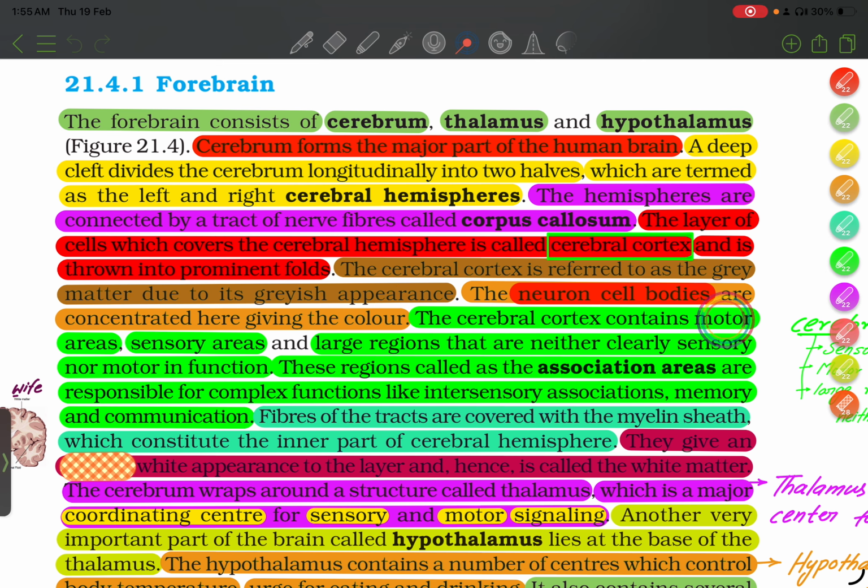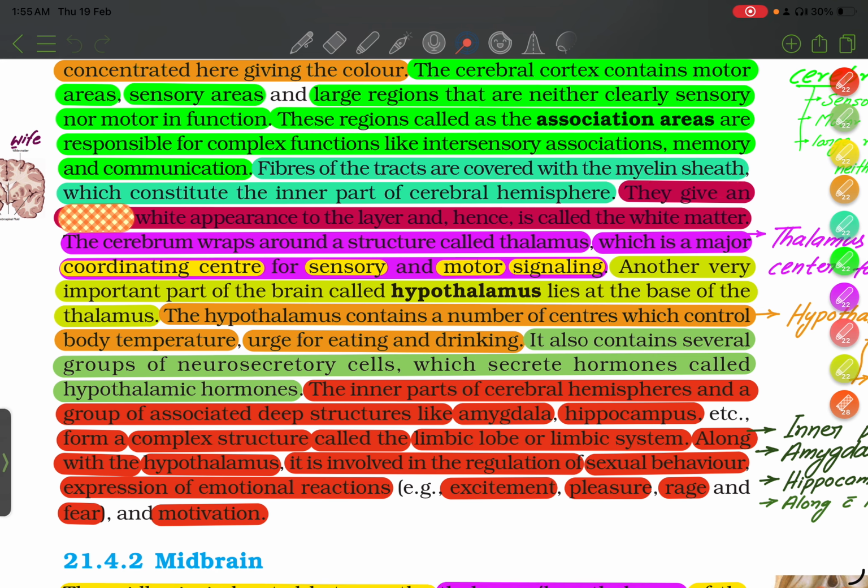Fibers of tracts are covered with myelin sheath, which constitute the inner part of the cerebral hemisphere. They give an opaque white appearance to the layer, hence called white matter. The cerebrum wraps around a structure called the thalamus, which is the major coordinating center for sensory and motor signaling.